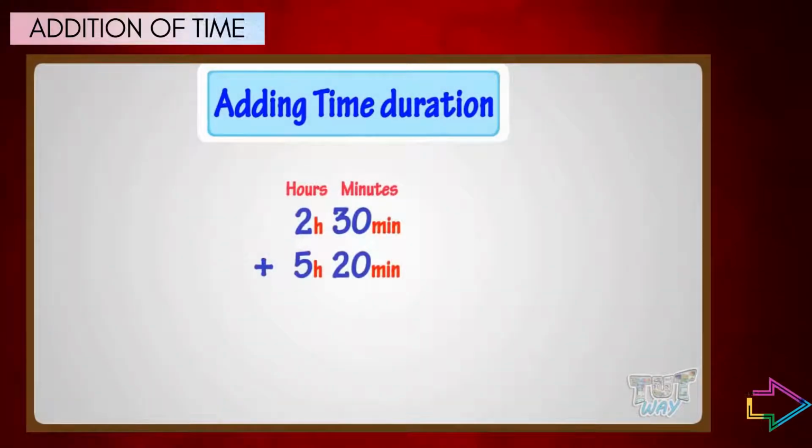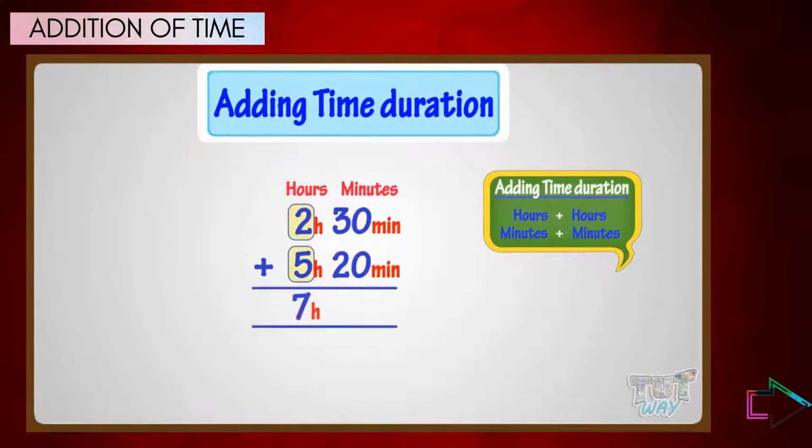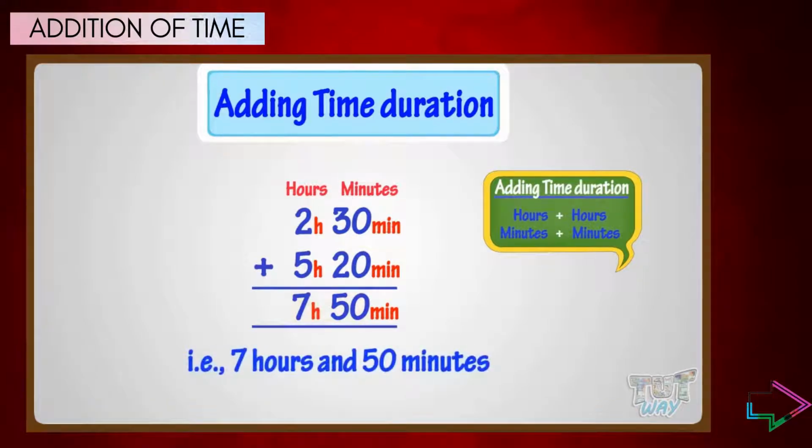Hours and 20 minutes. While adding time, the simple rule is to add hours with hours and minutes with minutes. By adding hours, we get 7 hours, and by adding minutes, we get 50 minutes. So adding 2 hours, 30 minutes to 5 hours, 20 minutes, we get 7 hours and 50 minutes. That is 7 hours and 50 minutes.